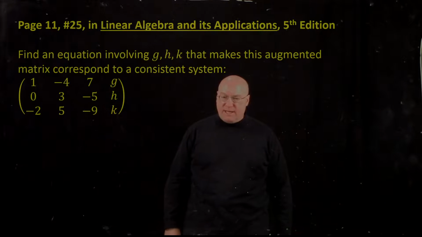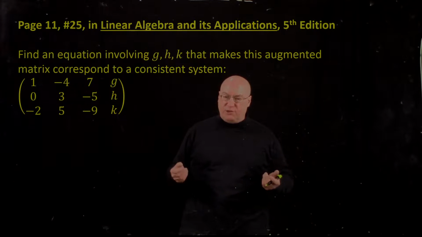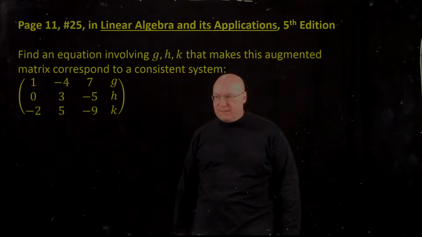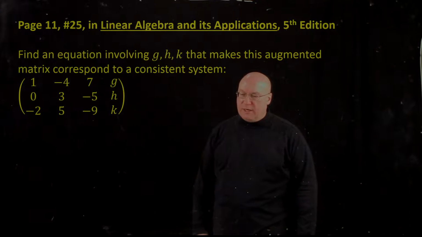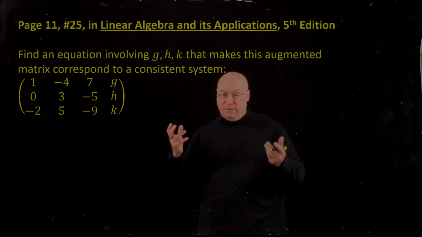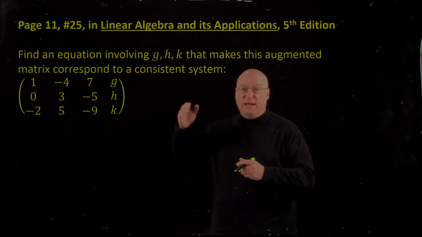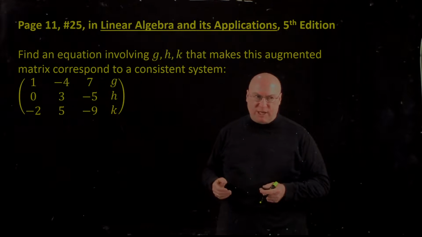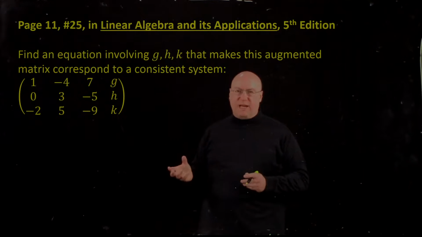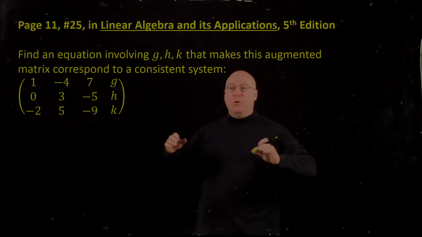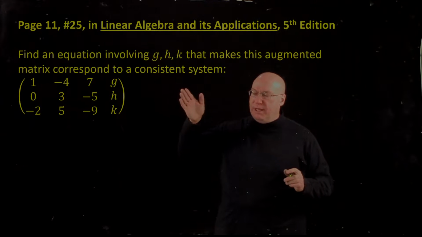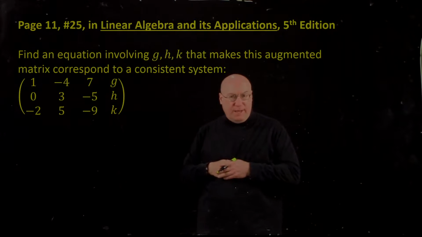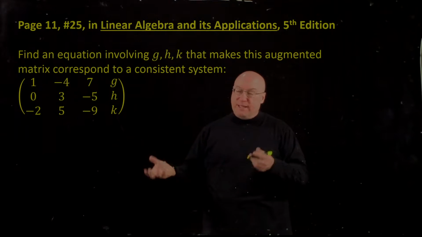And it says, actually find an equation involving g, h, k that makes this augmented matrix correspond to a consistent system. If you're thinking, well, I don't even know what that means, we talked about what consistent means. Consistent means it actually has a solution, right? Well, if you say, I don't have an idea how to figure out what g, h, k need to be, let's just go forward with what we know we can do. We know now how to put the augmented matrix of a system in triangular form and then back substitute, right? Let's go ahead and put it in triangular form.